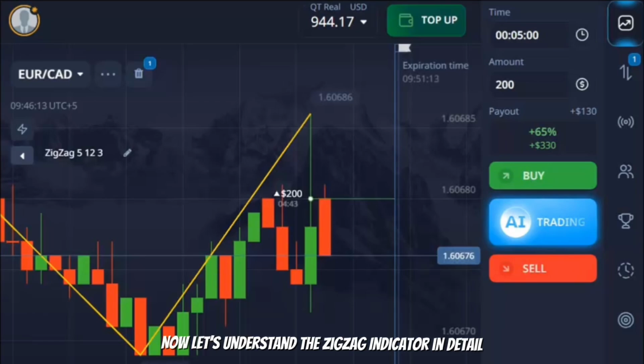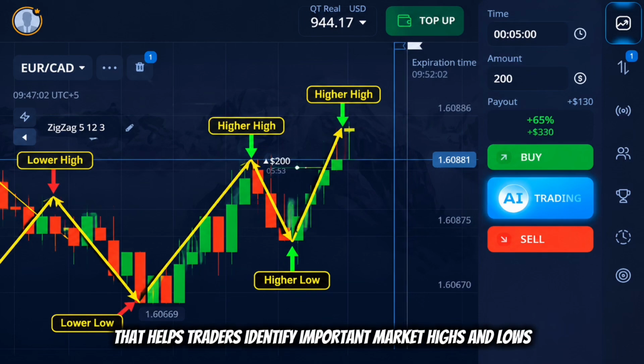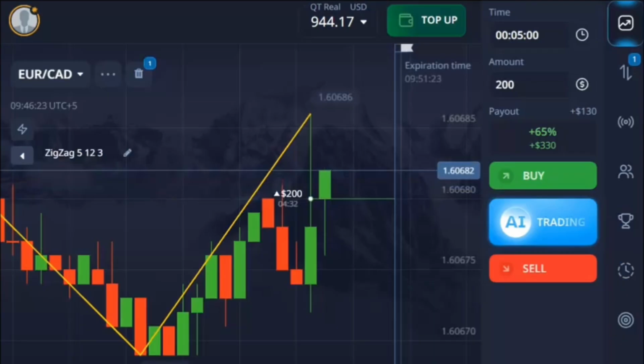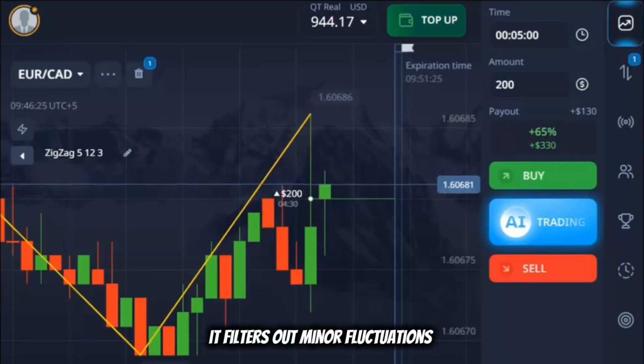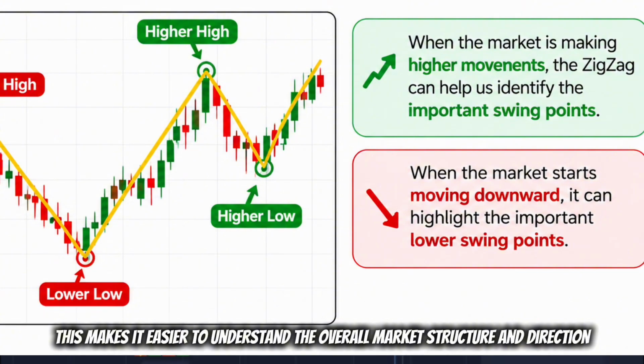Now let's understand the zigzag indicator in detail. The zigzag indicator is a technical analysis tool that helps traders identify important market highs and lows. Instead of focusing on every small price movement, it filters out minor fluctuations and highlights significant price swings. This makes it easier to understand the overall market structure and direction.